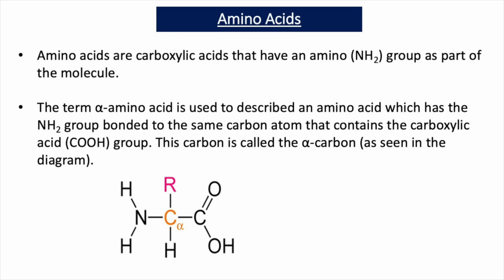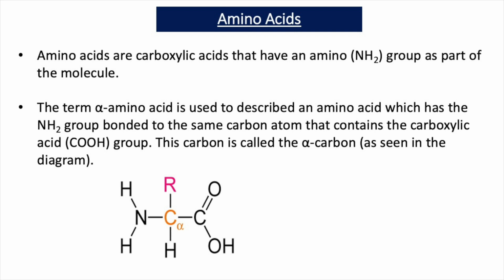So let's start this video by looking at the structure of an amino acid. Now, amino acids are carboxylic acids that have an amino group, an NH2 group, as part of the molecule. And the term alpha amino acid is used to describe an amino acid which has the NH2 group, the amino group, bonded to the same carbon atom that contains the carboxylic acid group. Now, this carbon is called the alpha carbon, as seen in this diagram.